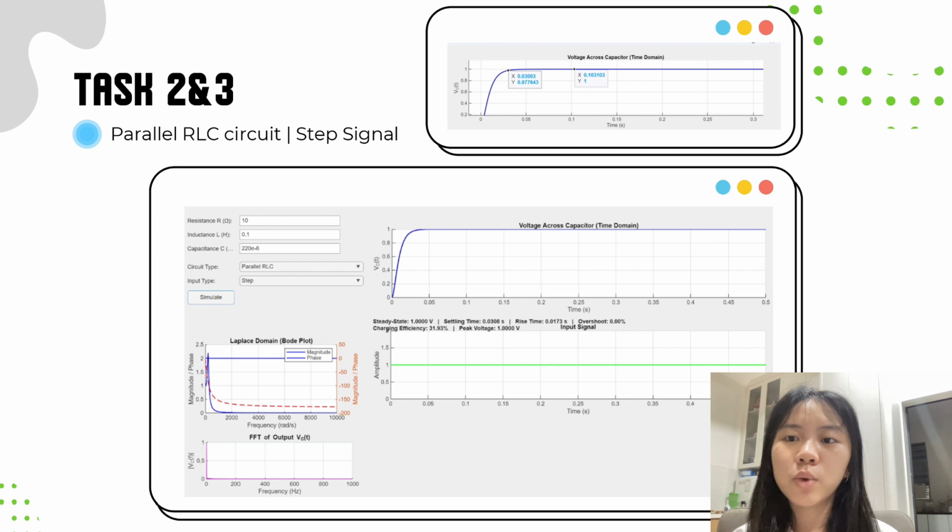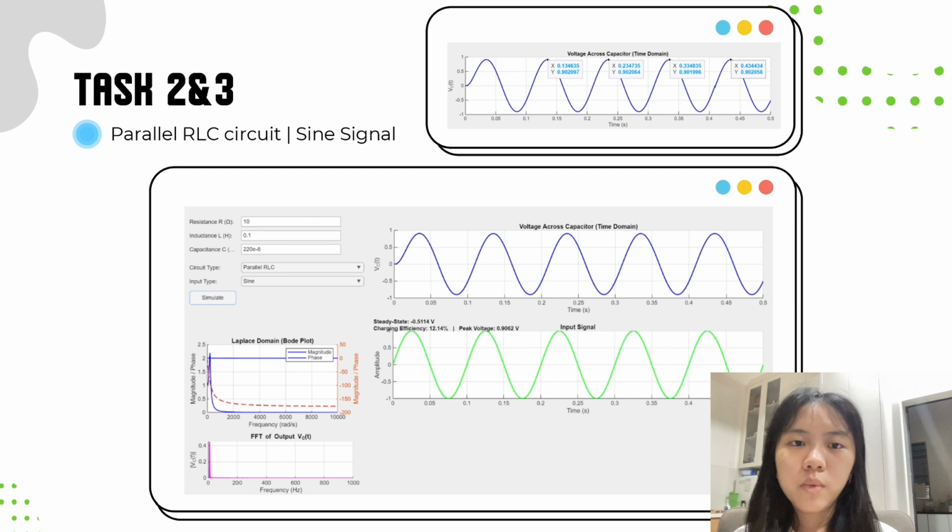The capacitor charges quickly with a rise time of 0.0173 seconds, 0% overshoot, and a settling time of just 0.0308 seconds, reaching 1 volt. This reflects higher stability and energy efficiency. The FFT shows low frequency dominance. With a sine input, the parallel RLC behaves like a bandstop or low-pass filter, attenuating signals near resonance. The peak voltage is 0.9062 volts. The output is stable with minimal frequency fluctuation.